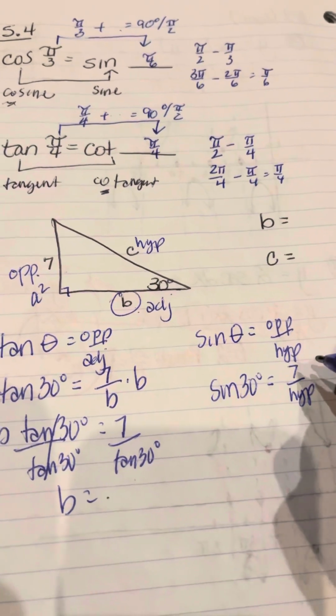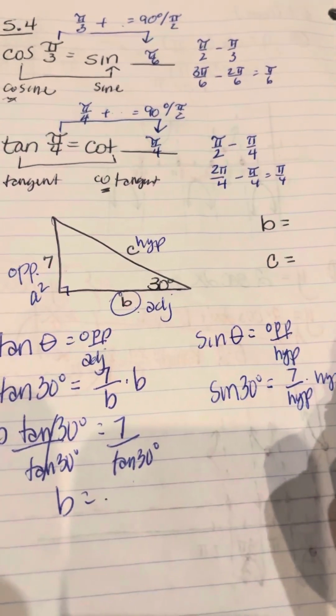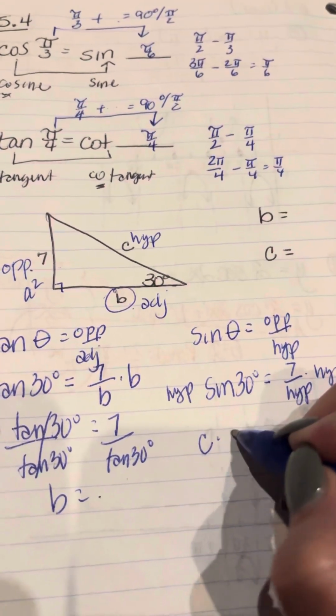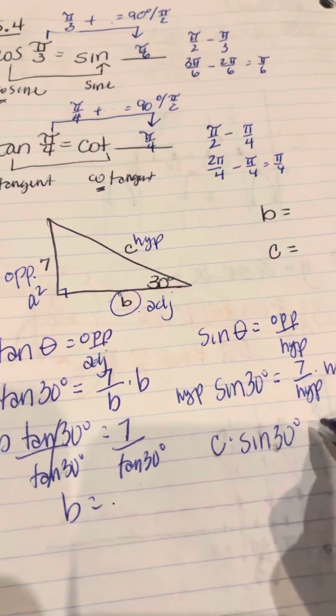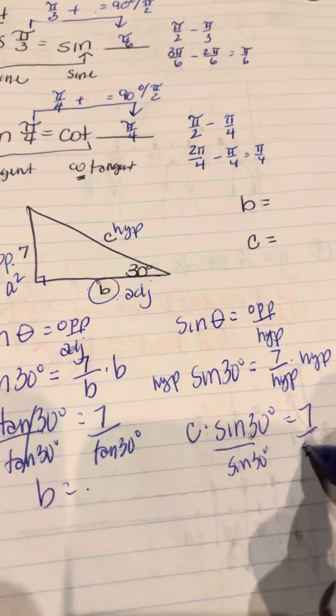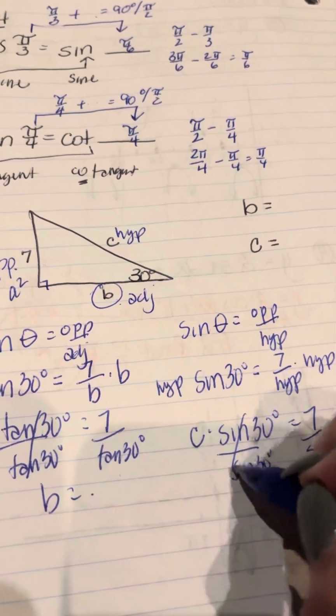I don't know what that is. Multiply both sides by the hypotenuse to get it out of the denominator. So you have C, the hypotenuse, times the sine of 30 degrees equals 7. Divide both sides by the sine of 30, and that will give you what C is equal to.